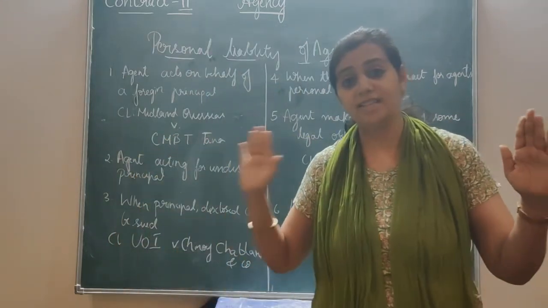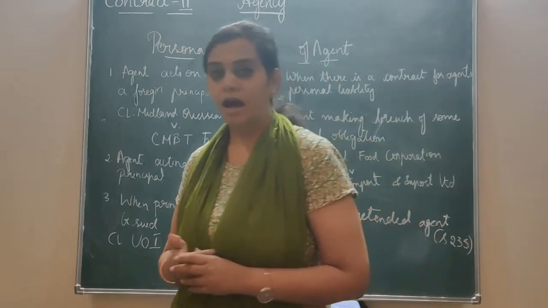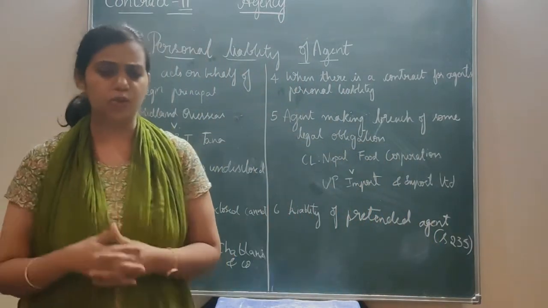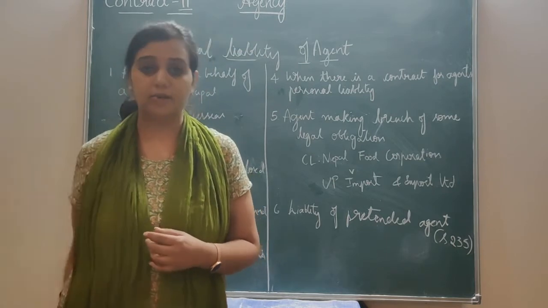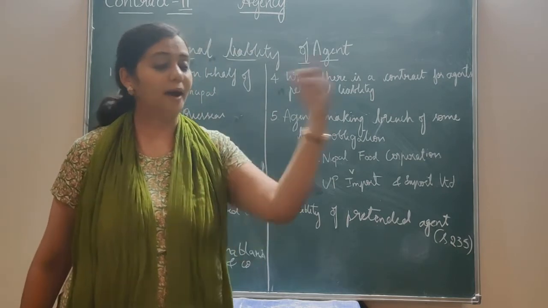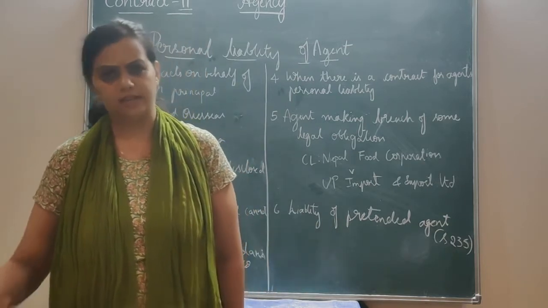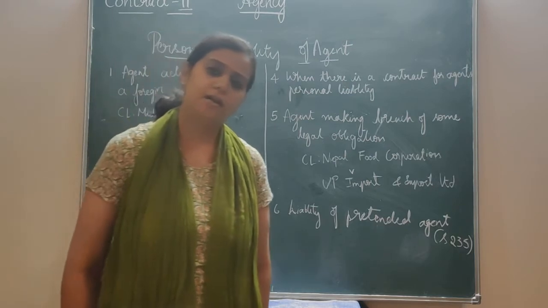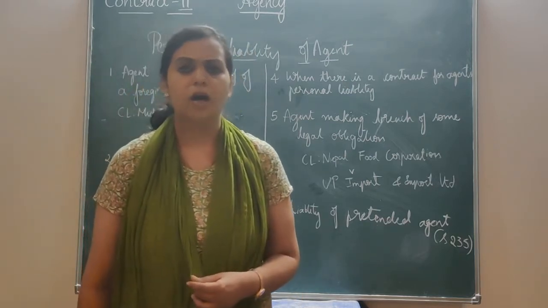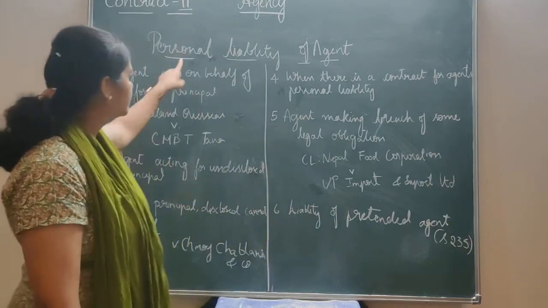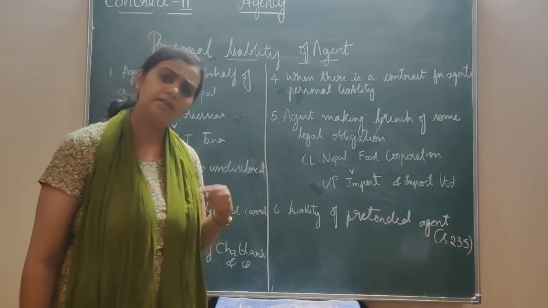The principal authorizes the agent to do certain work, and the agent has to do that work. When he enters into a contract with other parties, it becomes binding on the principal, and the agent is in no way liable. If there is any loss also, the principal becomes liable. For any act of the agent, the principal becomes liable. Now we are talking about the personal liability of the agent. Does the agent incur any personal liability?